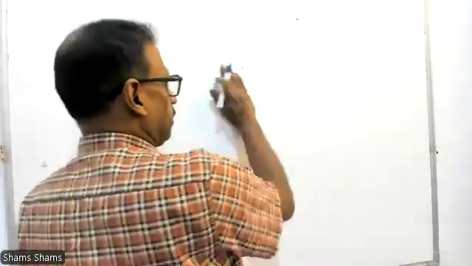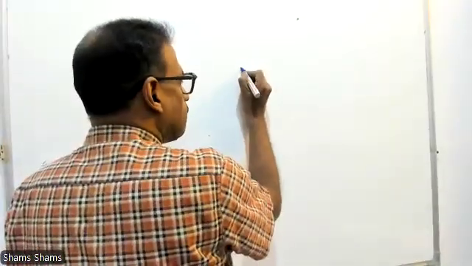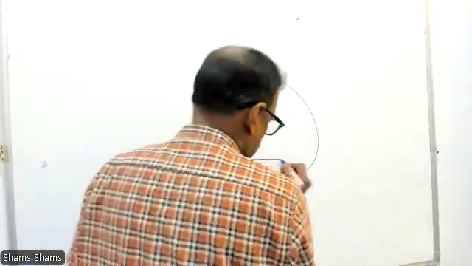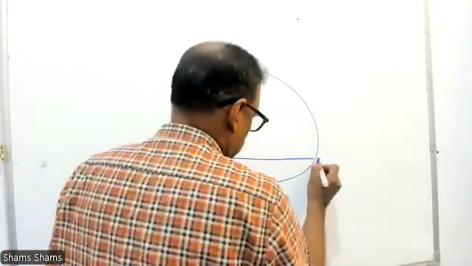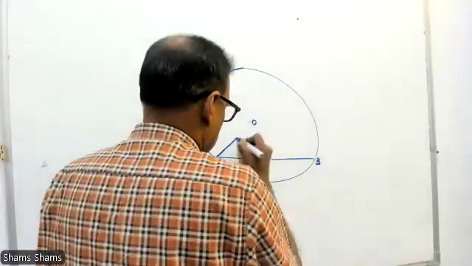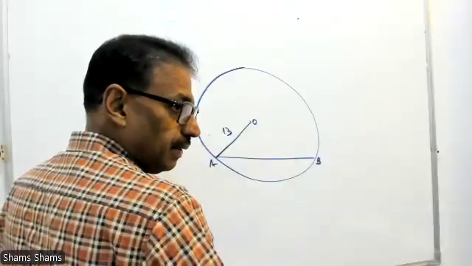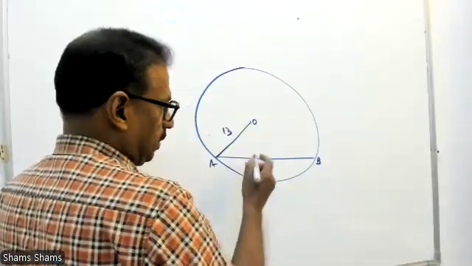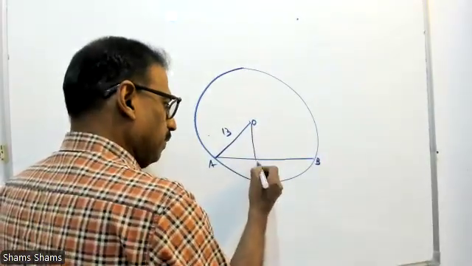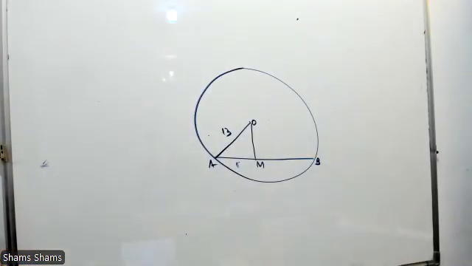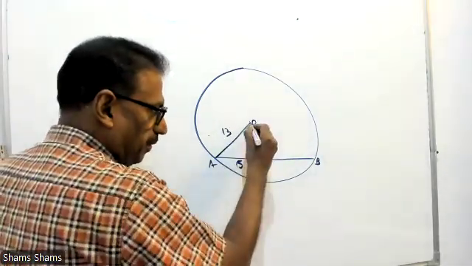Look here. Read the question. Here this is 13, right? How much is AB? 10 centimeter. Draw the perpendicular, M. So AM is how much? 5. You can see the board. Now this is 5 centimeter. You want to find out OM.